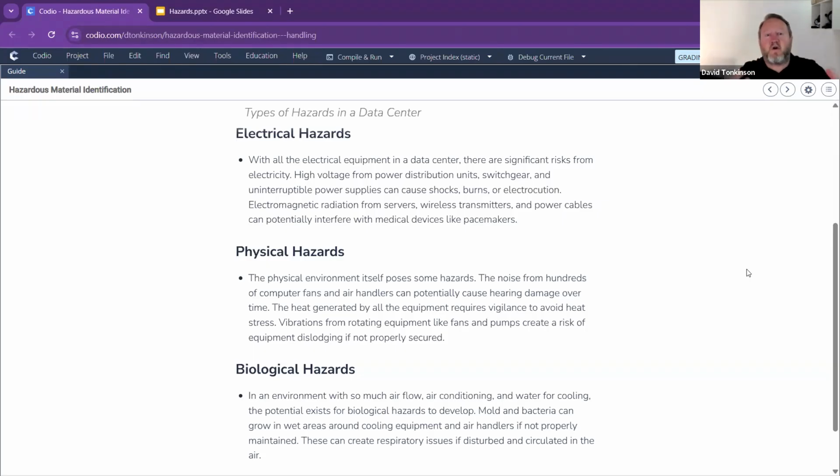There are also things such as vibrations. I mean, who's heard of RSI, repetitive strain injury, and carpal tunnel you can get? Well, these can be caused through either repetitive actions or from repetitive vibrations. So if we're in that sort of environment, we need to be careful of those things as well.